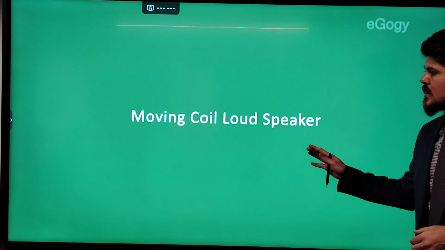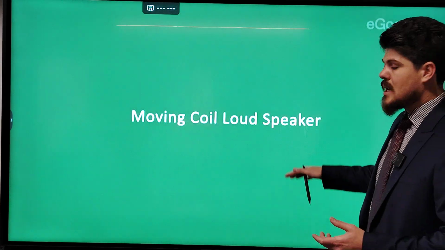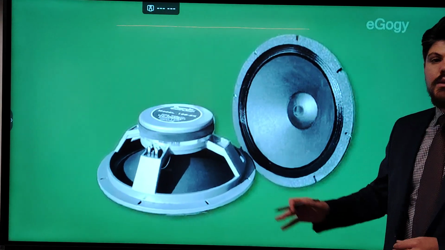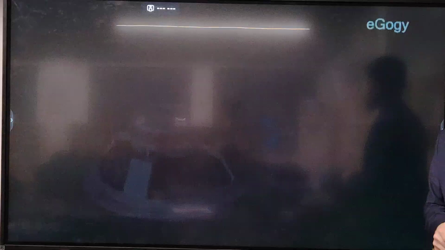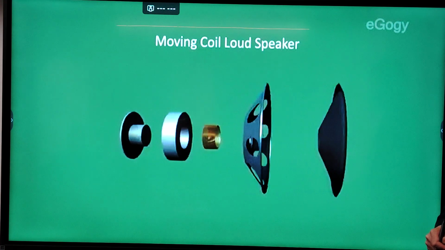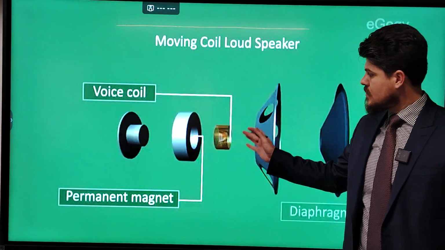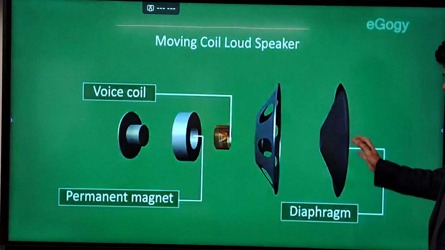Moving coil loudspeaker. This is about how the loudspeaker works. These are the components of the loudspeaker. The important part of the loudspeaker is the permanent magnet. These are the parts of the loudspeaker: we have a permanent magnet, a voice coil, and a diaphragm. And this is the paper cone.